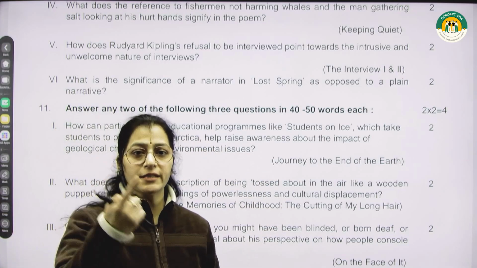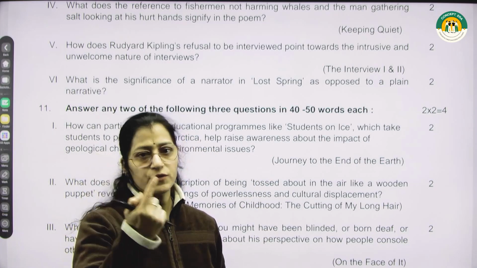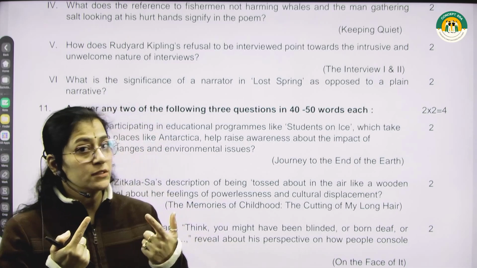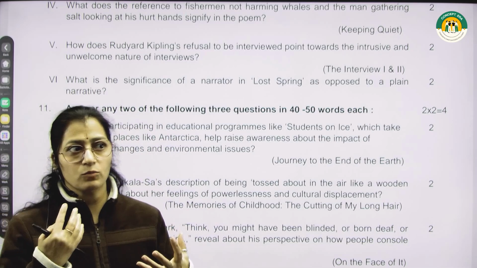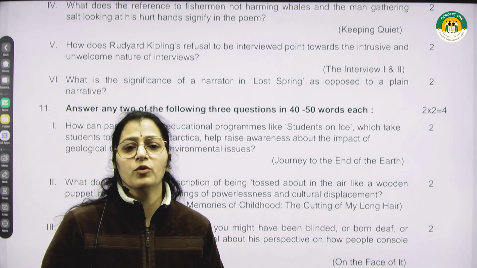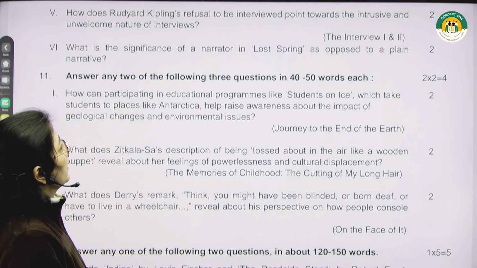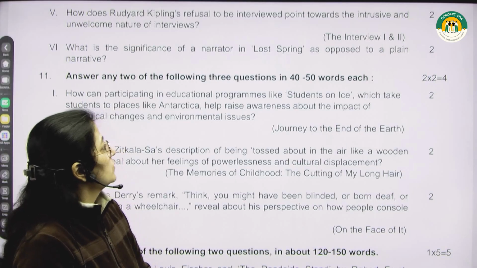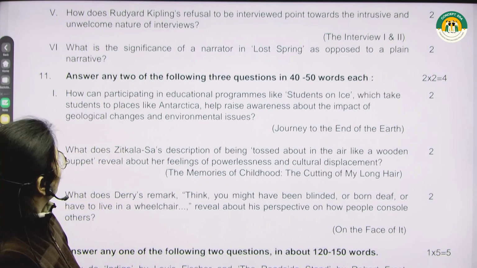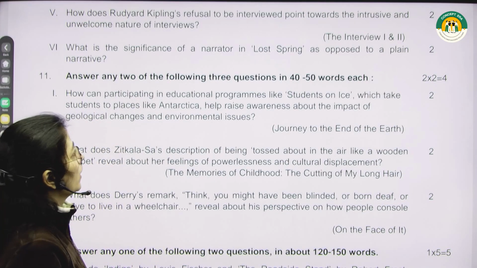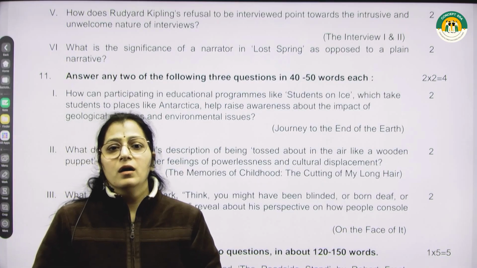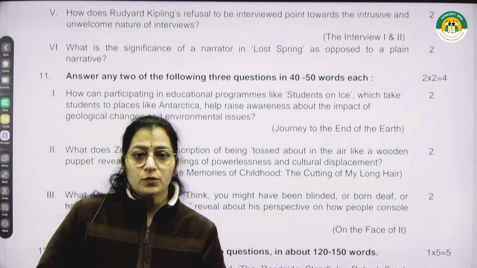The reason was given in the text, and you must have read that. And of course we are going to check the answer key, how CBSE just wants you people to frame your answer. What is the significance of a narrator in Lost Spring as opposed to a plain narrative? Okay, Lost Spring. What is the plain narrative?